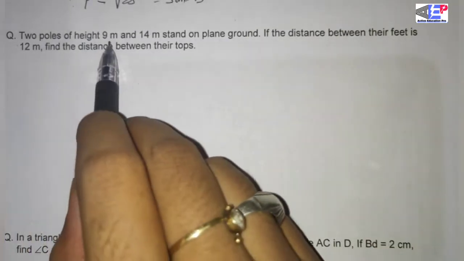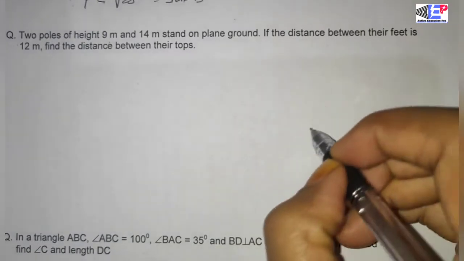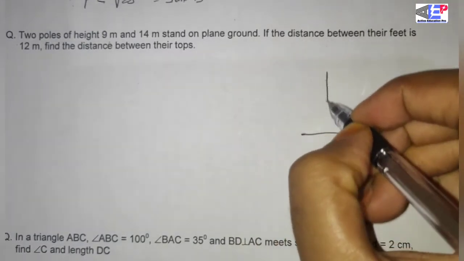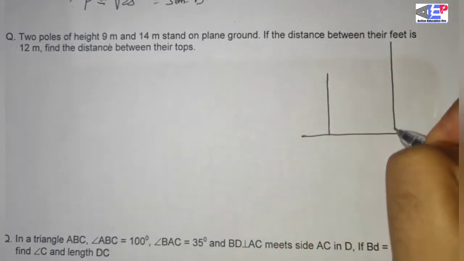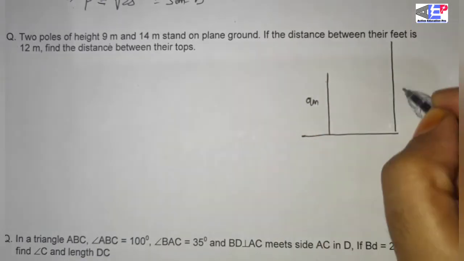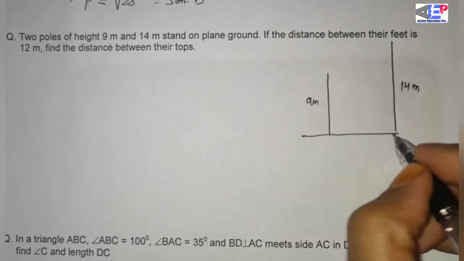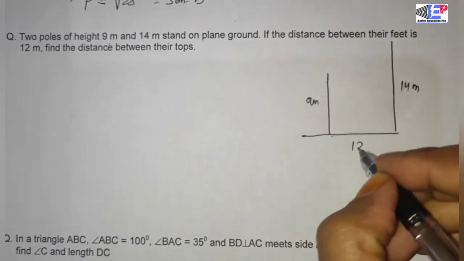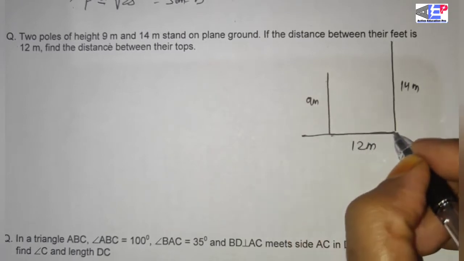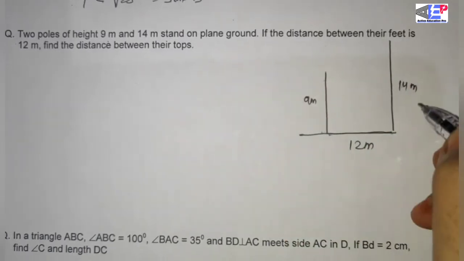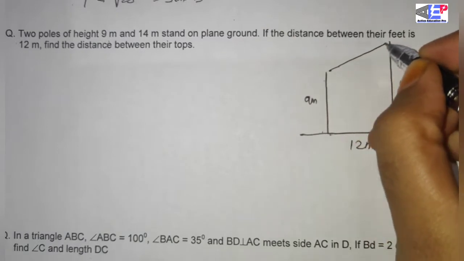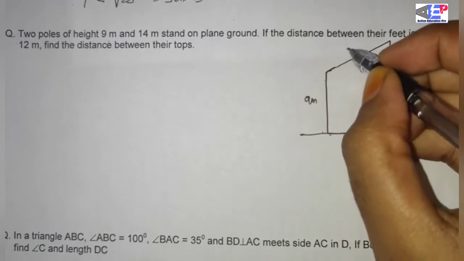So two poles of 9 meter and another one is 14 meter. So here it is the ground. One is 9 meter and another one is 14 meter. And the distance between their feet is 12 meter. So this is 12 meter, 9 meter and 14 meter, and the question for us is to find out the distance between their tops.